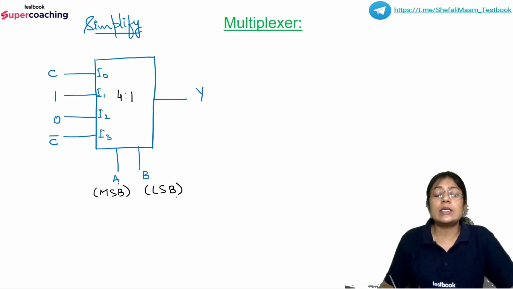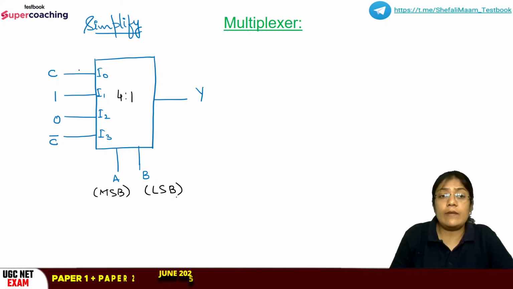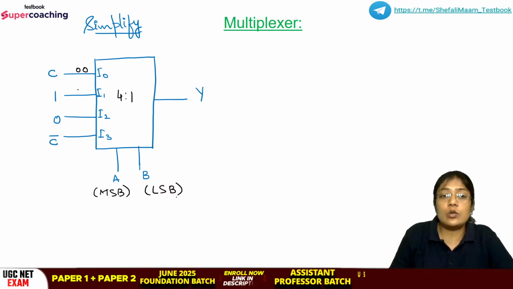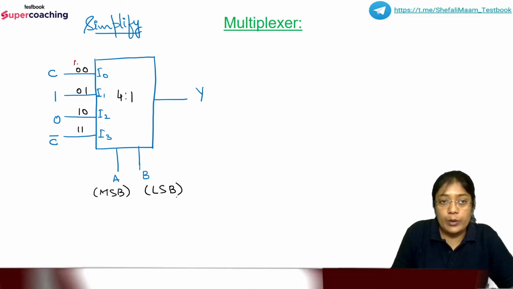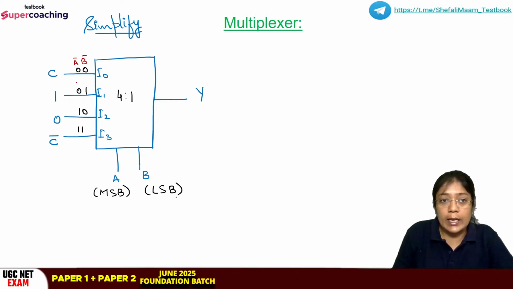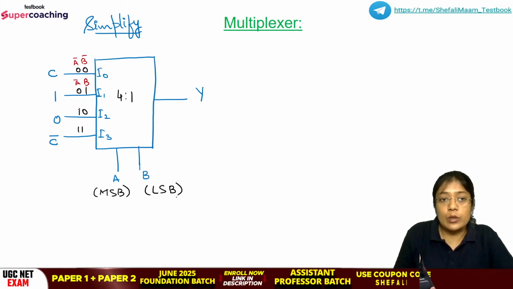What you can do is directly take the value. So A ki value, it is 0, 0, 0, 1, 1, 0 and 1, 1. So if it is 0, this means that it will be A complement B complement. This will be A complement B. This will be AB complement and this is AB.